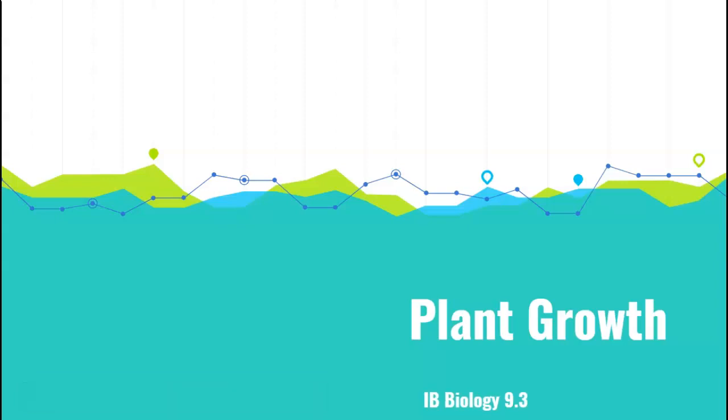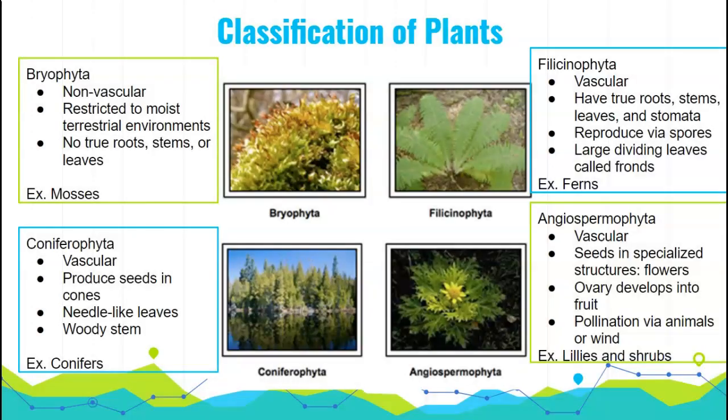Welcome back to our next installment of plant biology. Today is all about plant growth. Plant growth includes types of plants, types of growth, the different tropisms that affect plants, some plant hormones, and we'll end with micropropagation. To get started, we're going to talk about the four main classifications of plants.